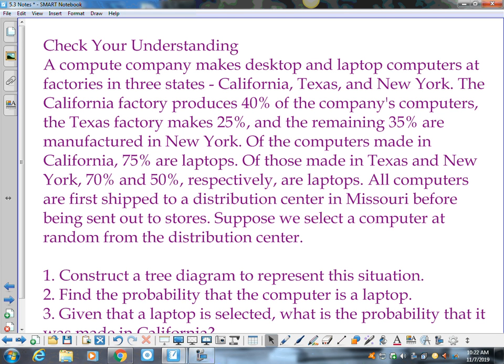Here's my challenge for you. Pause the video and do number 1. Then hit play and watch me make the tree and check your tree. Then hit pause. Then on your own, do number 2. Then play the video and check your number 2. Then pause the video and do number 3, and then check your number 3. It's really easy to sit here and just watch me do this, but since this is the last example, let's see if you can do this on your own and then use my example to check your work. So pause the video and construct your tree.